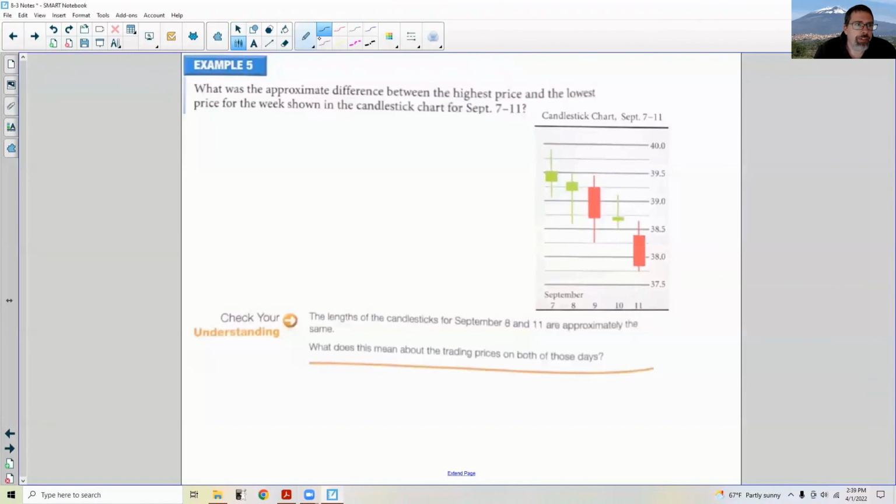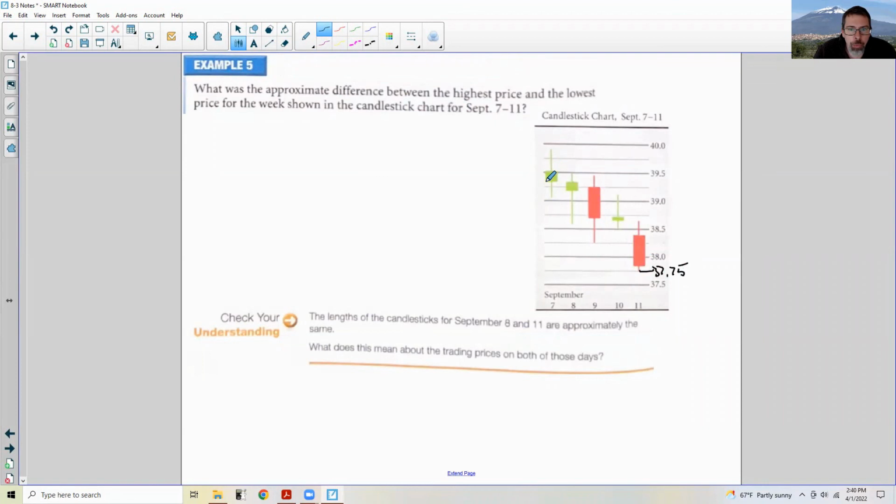Okay, example 5. What was the approximate difference between the highest price and the lowest price for the week shown in the candlestick chart for September 7th to the 11th? The low is where the wick comes all the way down here. That's 37.75. It hit its low on Friday the 11th, and it came up a smidge from that, but it closed out at 37.77, it looks like. But it did get as low as 37.75.